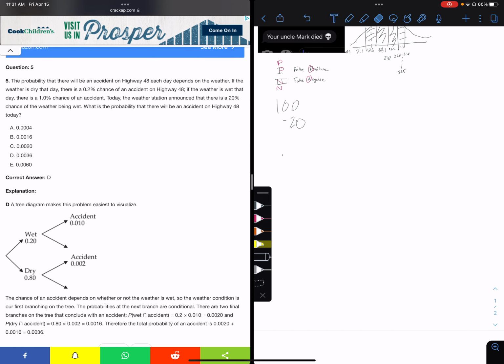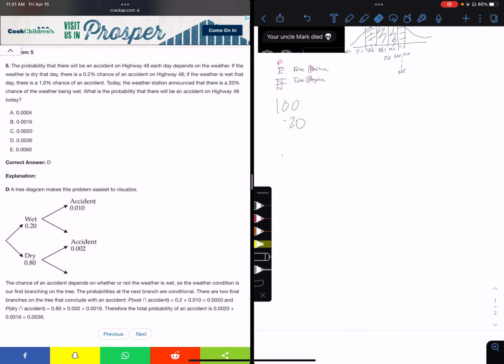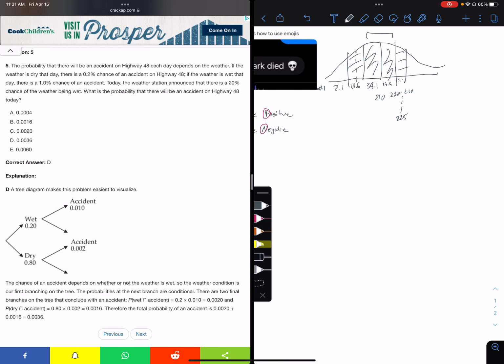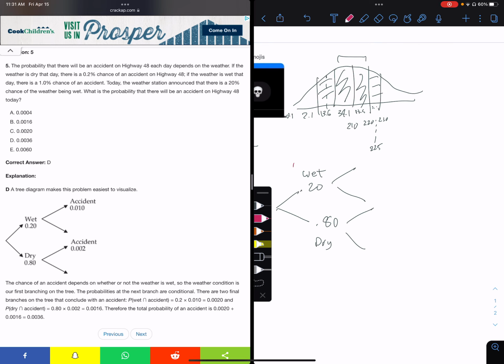Okay. So, tree diagram. What's probably this is an action. Oh, okay. I'm just gonna do this. So, there is a 20% that is gonna be wet, and there's an 80% that is gonna be dry. I forgot all about this. And with an accident, there is a 1% chance. Because all of this has to add up to 1, right? And all of this has to add up to 1.